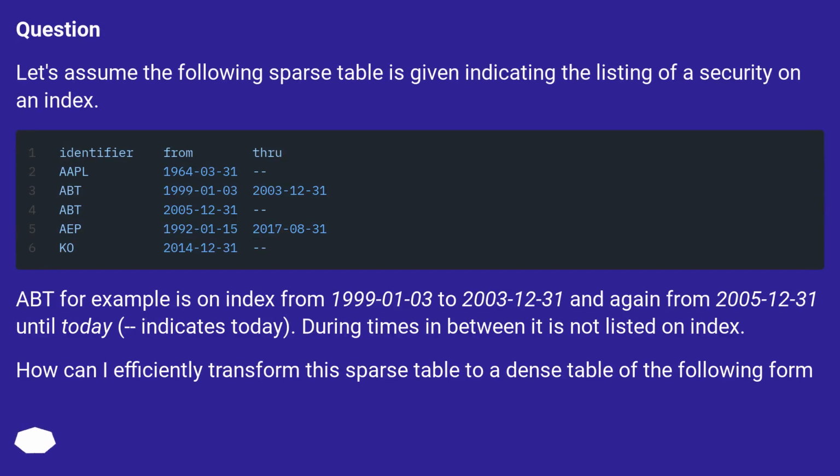Question. Let's assume the following sparse table is given, indicating the listing of a security on an index. EBT, for example, is on index from 1999-103 to December 31, 2003, and again from December 31, 2005 until today, where a dash indicates today. During times in between it is not listed on the index. How can I efficiently transform this sparse table to a dense table of the following form?